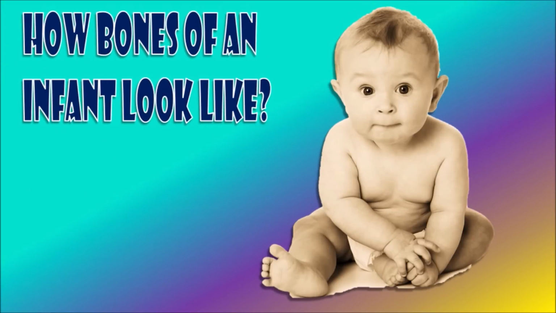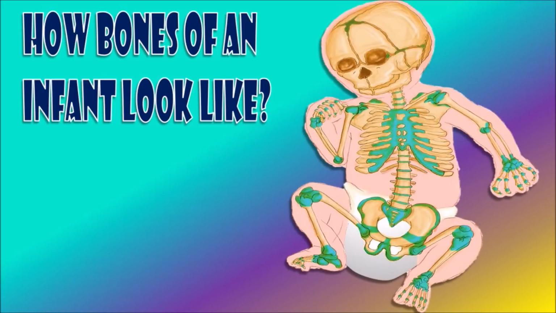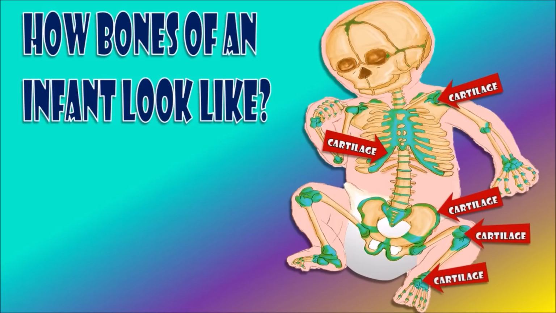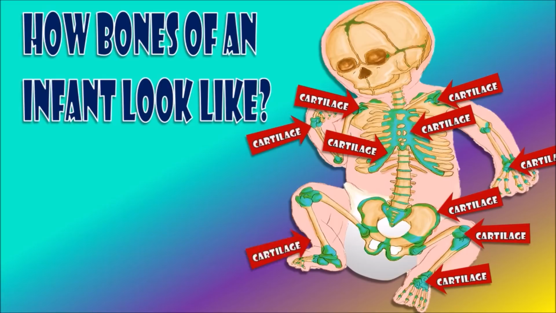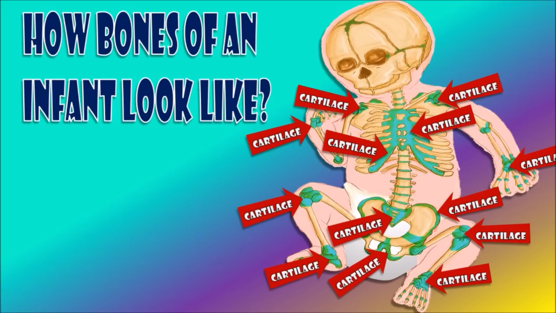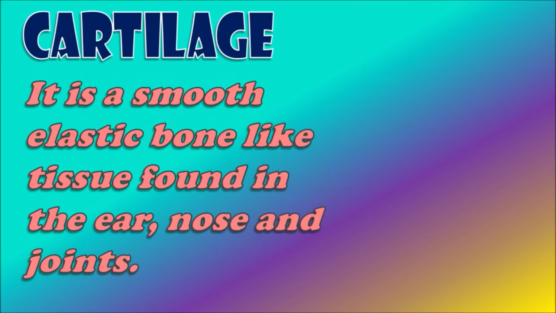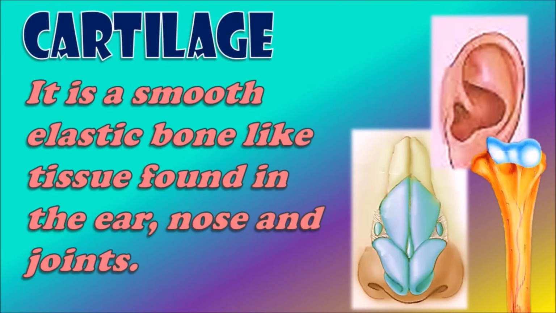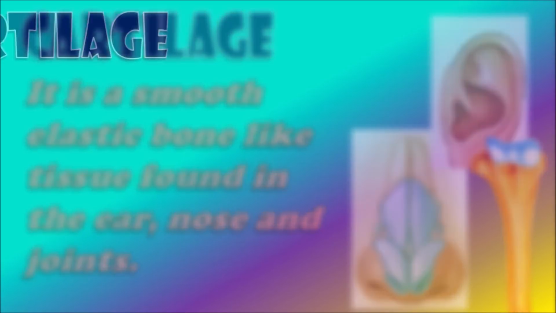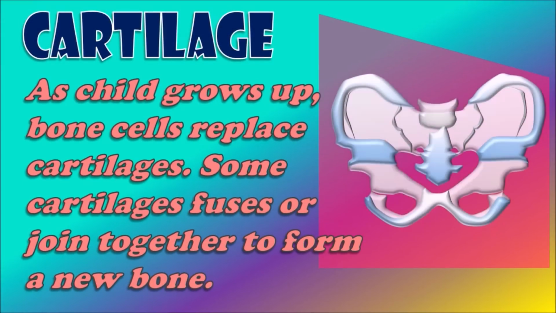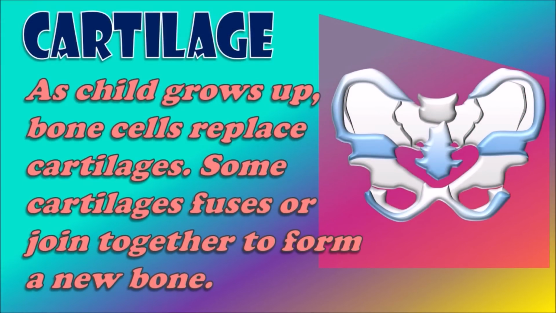When you were a baby, your bones were slightly softer and more flexible because they consisted mostly of cartilage. Cartilage is a smooth, elastic, bone-like tissue found in the ear, nose, and joints. As you grow up, bone cells replace your cartilage. Some cartilage fuses or joins together to form a new bone.